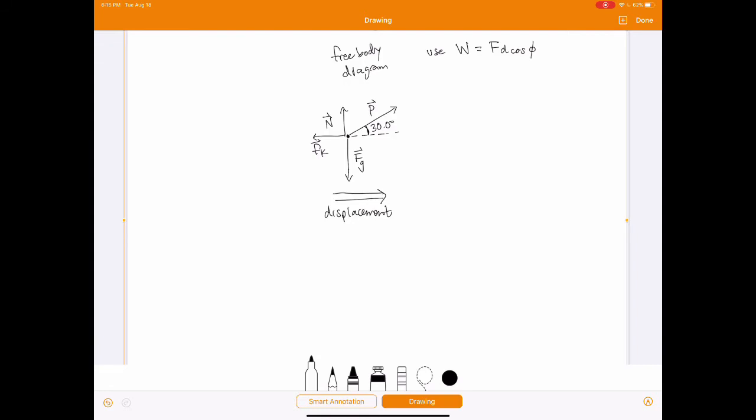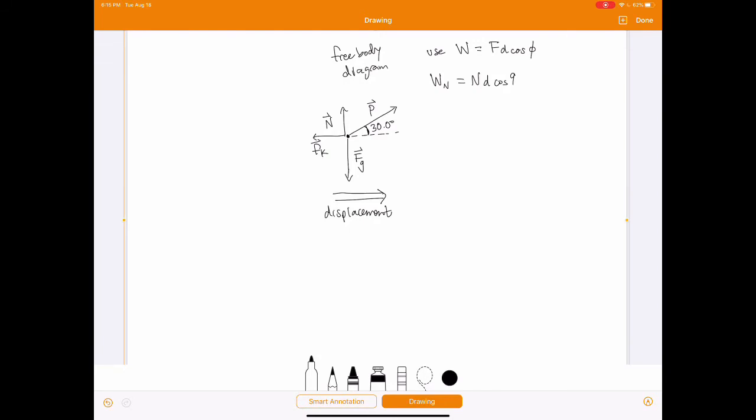So how about we start with the normal force? Let's find the work done by the normal force. The way this works is we take the magnitude of the force, which is N, times the distance we move, which is d, and then cosine of phi. And remember what phi means. It's the angle between the direction of motion and the force.